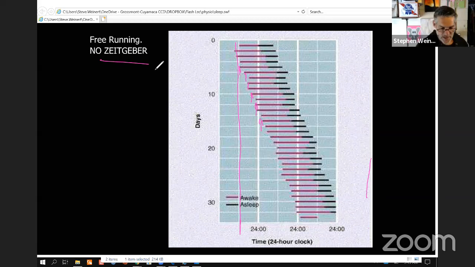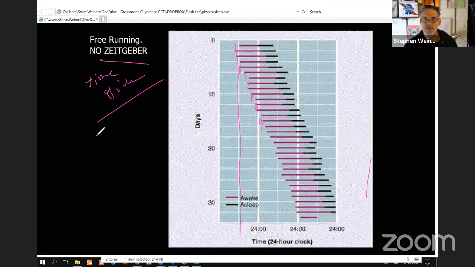Zeitgeber means time giver. And as a result, because there's no time giver, we start running free. We start running without a clock. And this actually can cause lots of problems because when you are asked to get back on a schedule, if you have drifted quite far away, it's a long time to get back on your regular schedule.